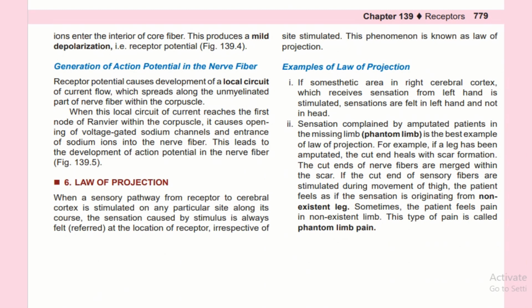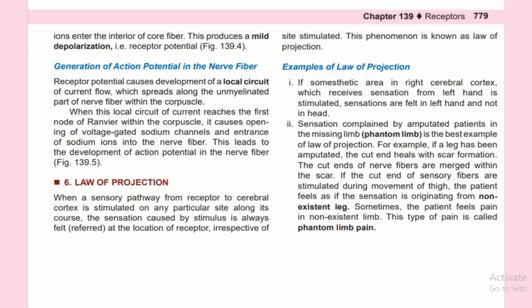Next is generation of action potential in the nerve fiber. As we said, the receptor potential causes development of the local circuit of current flow, which spreads along the unmyelinated part of the nerve fiber within the capsules. When this local circuit of current reaches the first node of Ranvier within the capsules, it causes an opening of voltage gated sodium channels and entrance of sodium ion into the nerve fiber. This leads to the development of action potential in the nerve fiber.